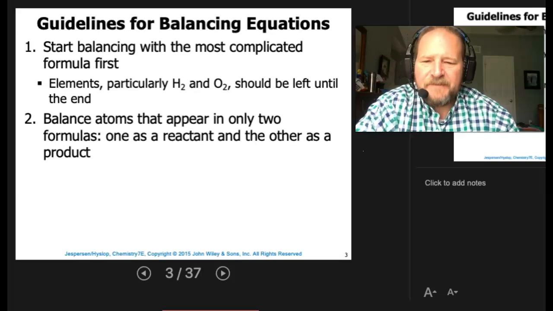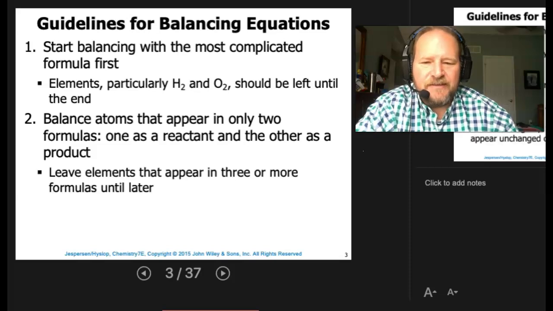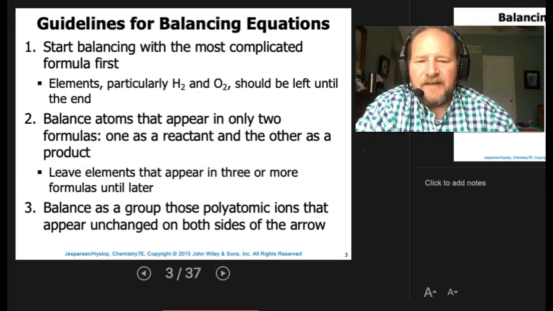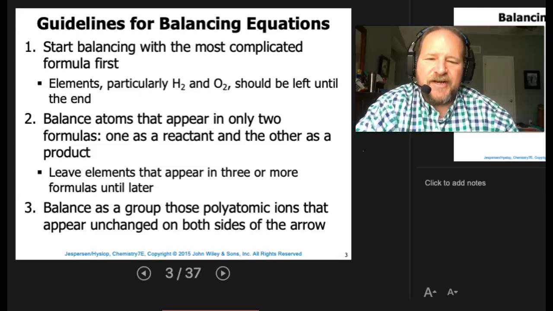You can balance atoms that appear in only two formulas, one as a reactant and the other as a product. Leave elements that appear in three or more formulas until later, because they break apart a certain way. Balance as a group those polyatomic ions that appear unchanged on both sides of the arrow. So if we have nitrate on both sides, balance it as nitrate, not nitrogen and oxygen.